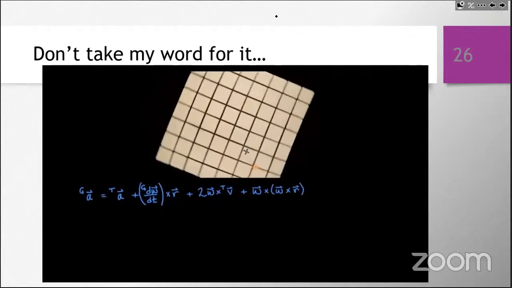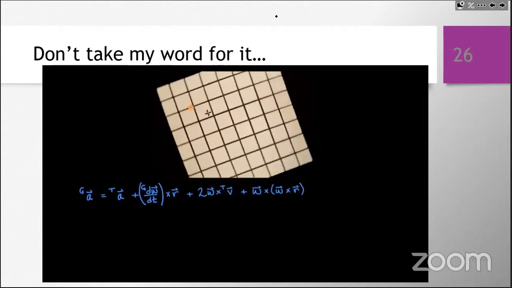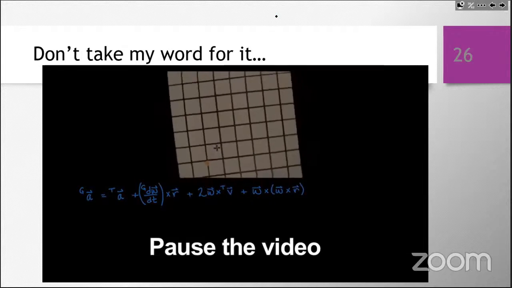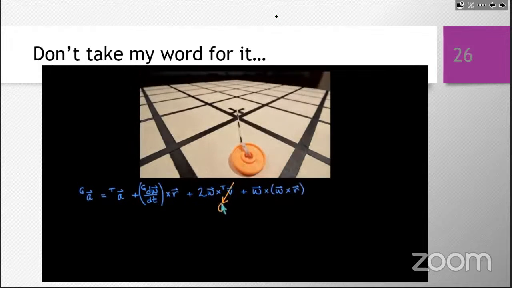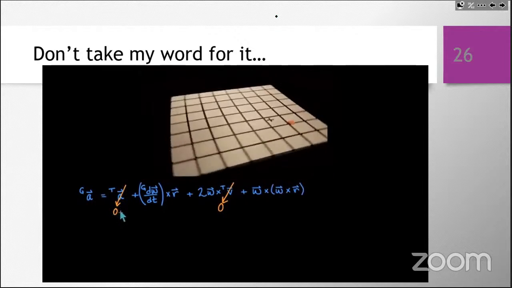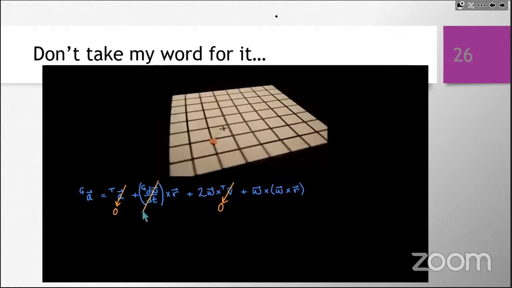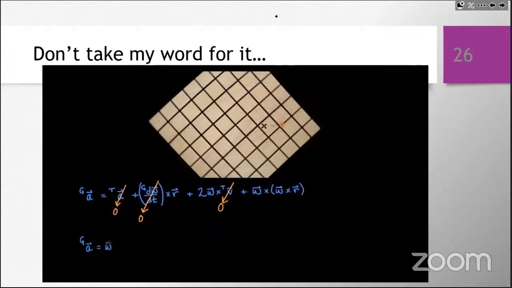Given this information, pause the video and determine the acceleration of the orange disk in the ground frame. The velocity and acceleration of the disk are zero in the T frame of reference. We did our best to rotate the turntable in this video with a constant angular velocity, so we will assume that the angular acceleration is negligible. Thus, the acceleration in the G frame is given completely by the centripetal acceleration term.